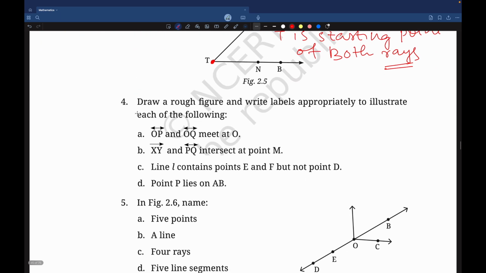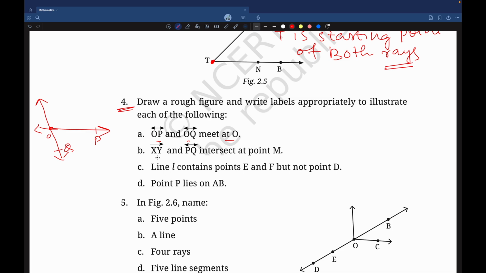Question number 4. Draw a rough figure and write labels appropriately to illustrate each of the following. Line OP and line OQ meet at point O. If I draw line OP and line OQ, this is line OP, and this is another line OQ that meets at point O.